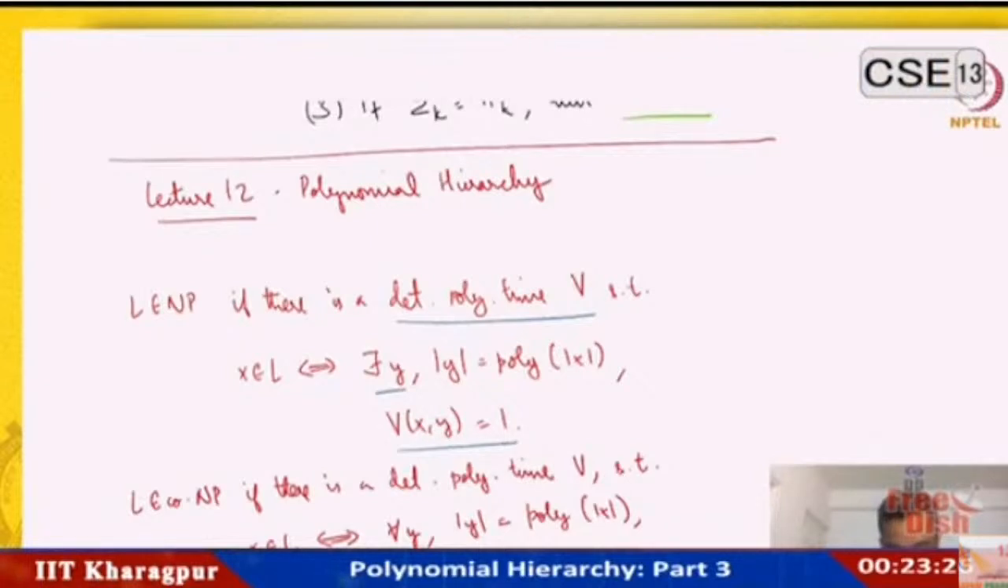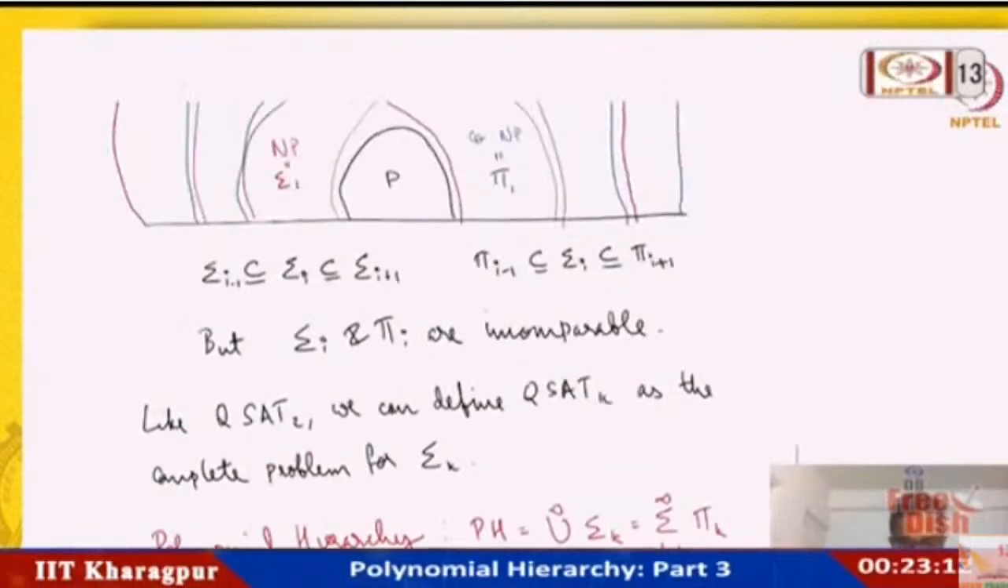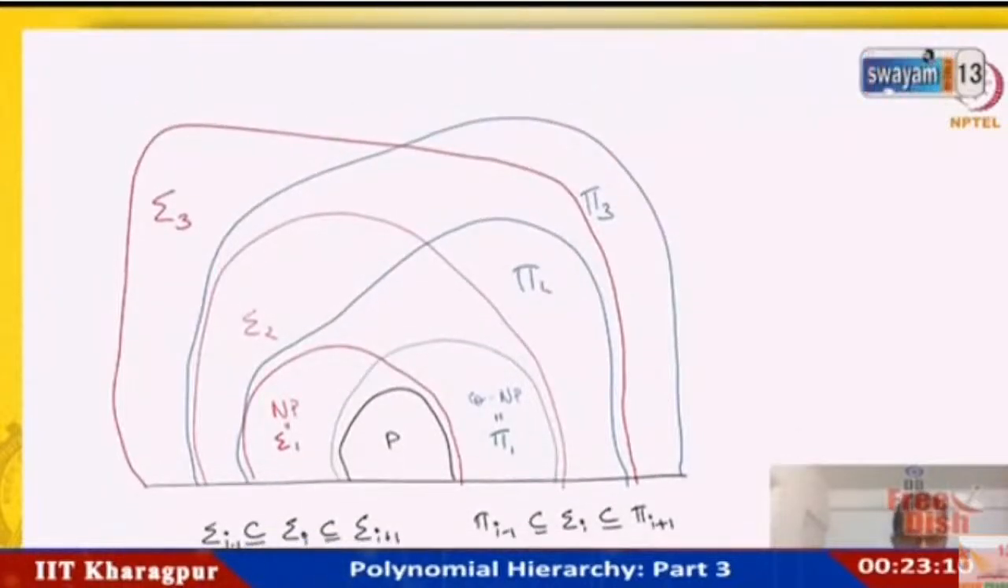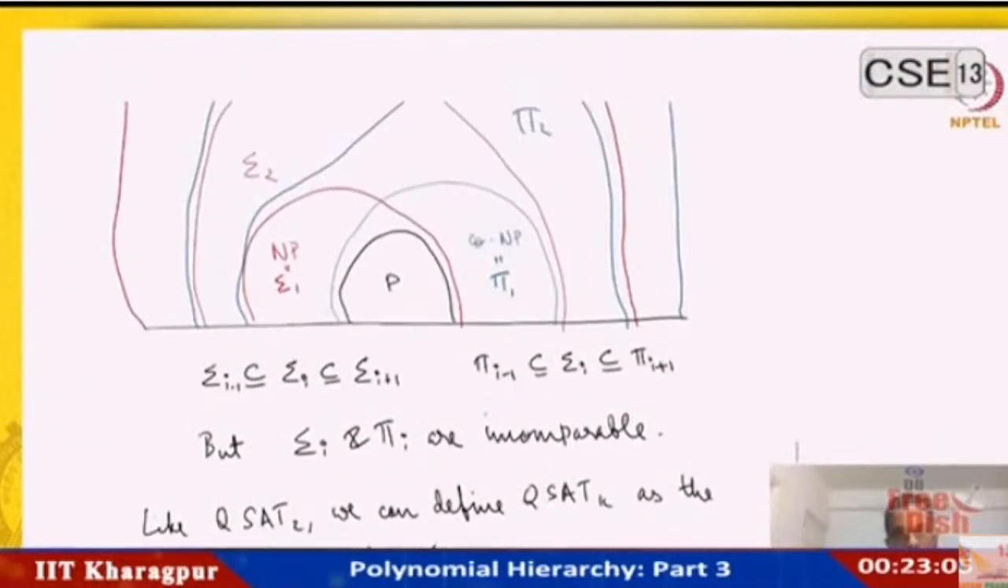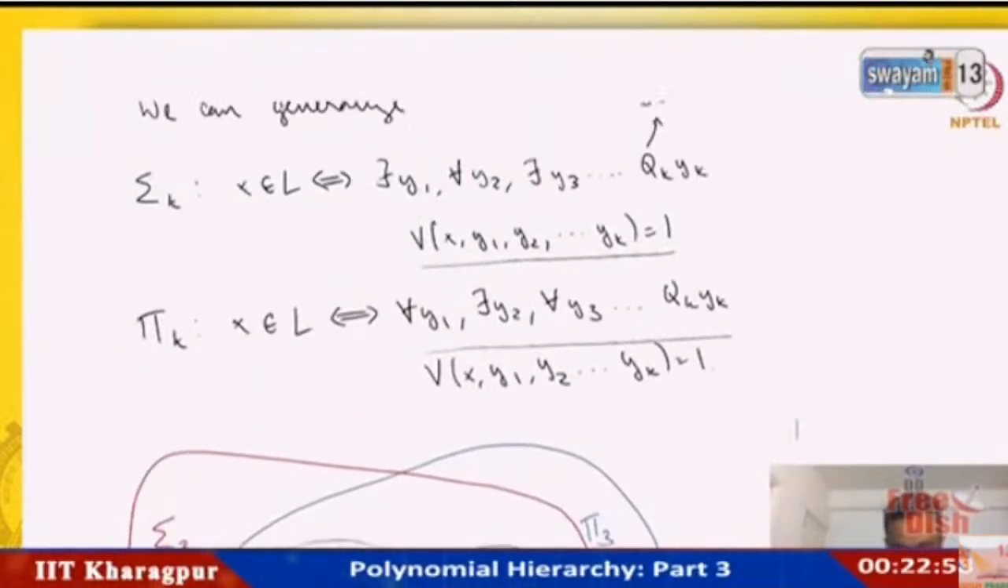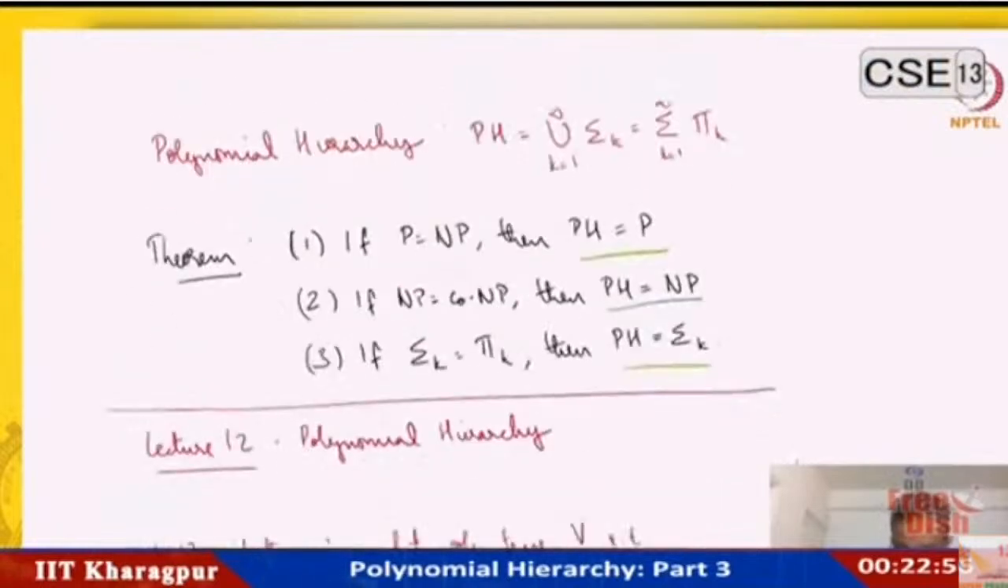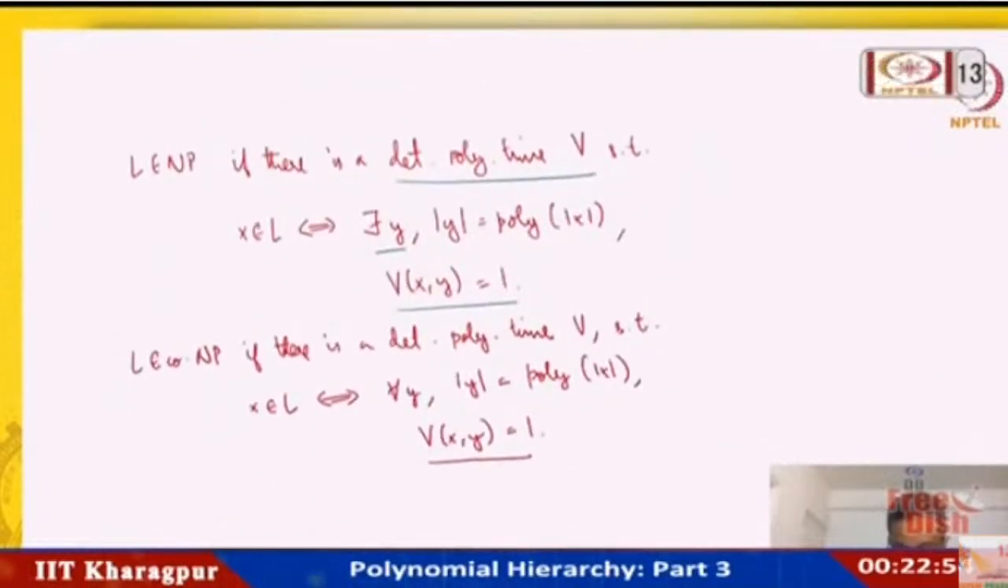We already know what the polynomial hierarchy is. It starts from P, NP, co-NP, then sigma 2, pi 2, sigma 3, pi 3, and so on, which I described in the previous lecture. It's a hierarchy of classes, a natural hierarchy that forms, and that is called the polynomial hierarchy. So we have already seen P and NP and co-NP.